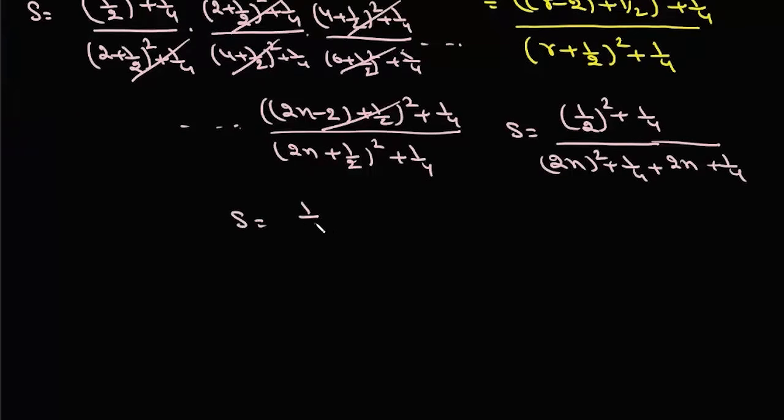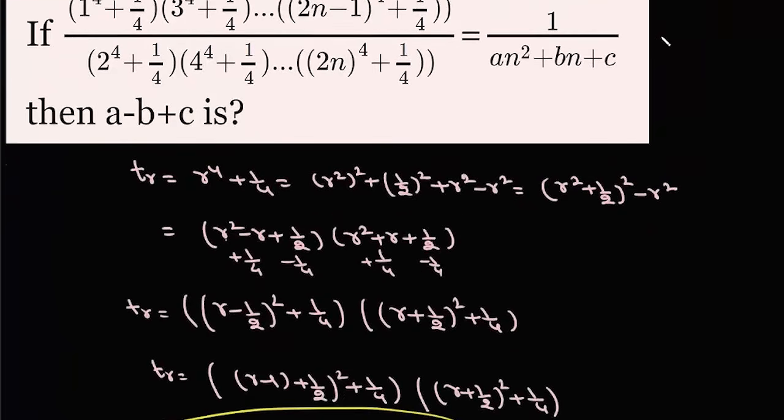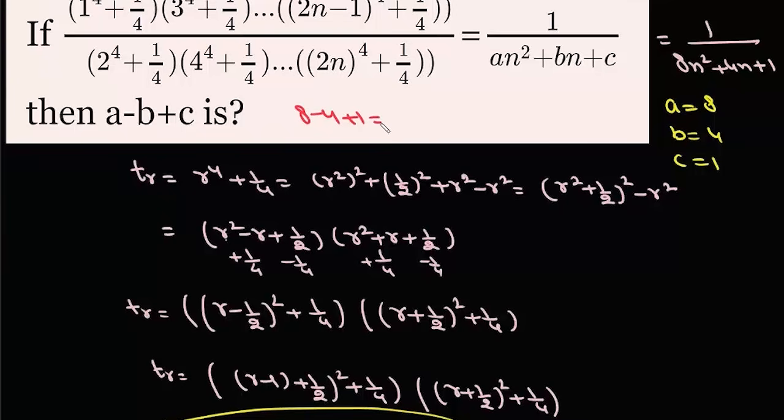It will be simply 1 by 2 upon 4n square plus 2n plus 1 by 2, or 1 upon 8n square plus 4n plus 1. So the product of the series is equal to 1 upon 8n square plus 4n plus 1. So basically we get a as 8, b as 4, and c as 1. So the value of a minus b plus c will be 8 minus 4 plus 1, which is 5, and that is the answer to this question.